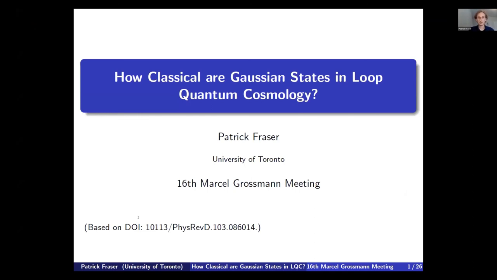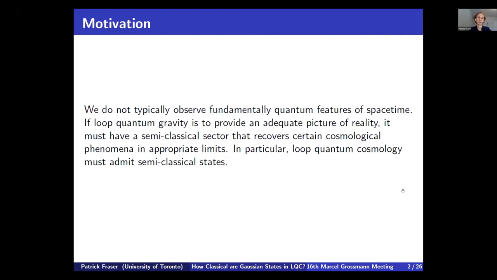As was said, I'm going to be talking about a particular issue that's intended to press our intuitions about how we think about Gaussian states. And this is based on a recent paper as well. To kick off the motivation, we typically don't observe fundamentally quantum features of space-time, right? This is why empirical tests of theories of quantum gravity are so hard to come by, because when we look at cosmological phenomena, they don't immediately jump out as being quantum.